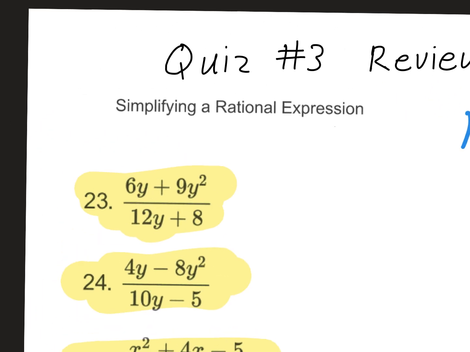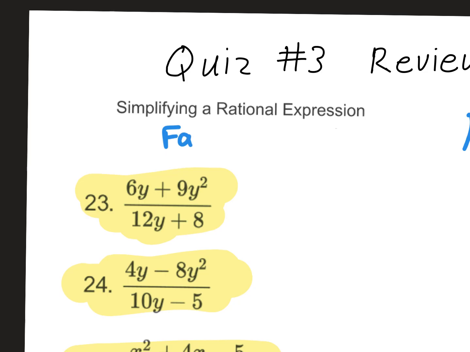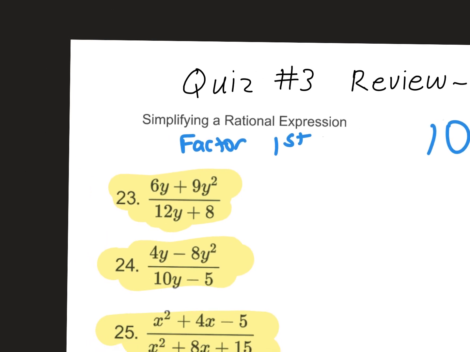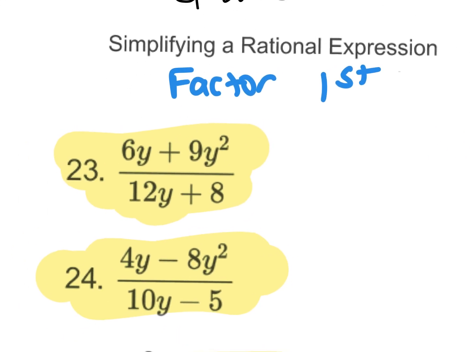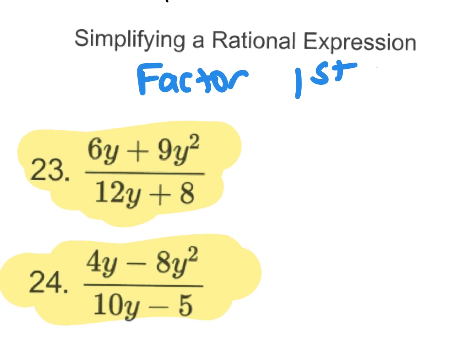When you are told to simplify, you want to factor everything first. And then anything that is exactly the same on the top and bottom, what can we do? Cancel out, all right? So just take your time. If I look at something like number 23, look in your numerator. What can you take out of 6y and 9y squared? Take out a 3y. So when you take out your 3y, what are you left with? Good. 2 plus 3y, right?